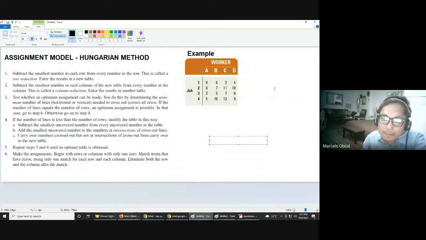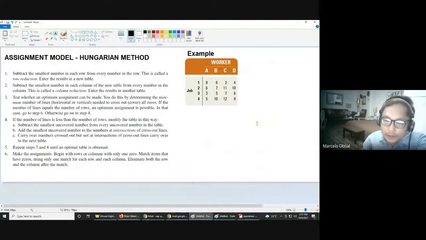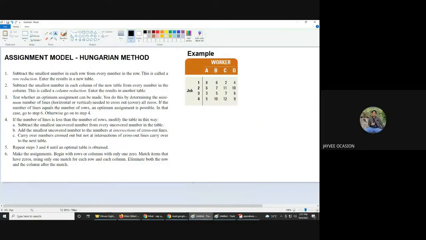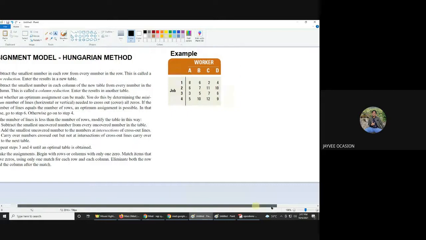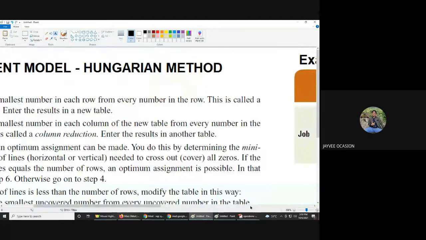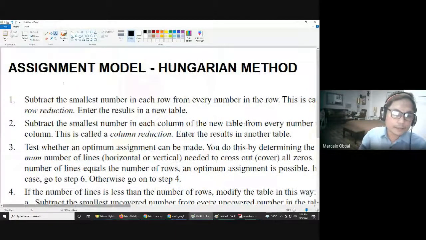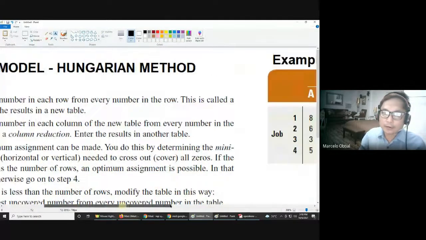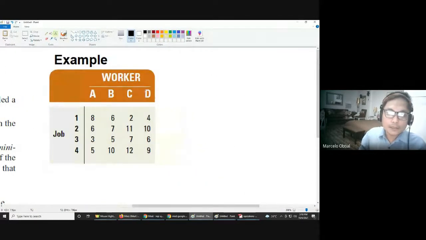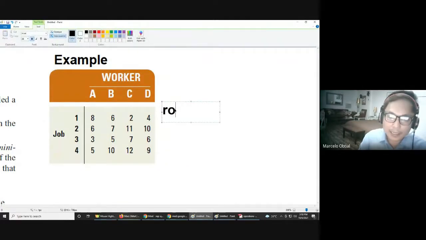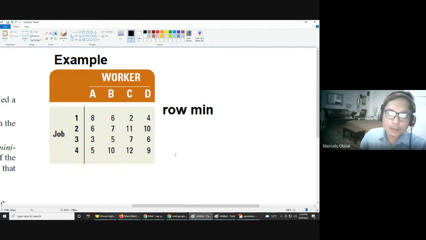JB, can you see it like this, or do I need to enlarge? Please enlarge it a little. Okay, so again, let us subtract the smallest number in each row from every number in the row. So we need the row minimum, class. So that it's easier to understand, the row minimum. Okay, the row minimum here is 2.